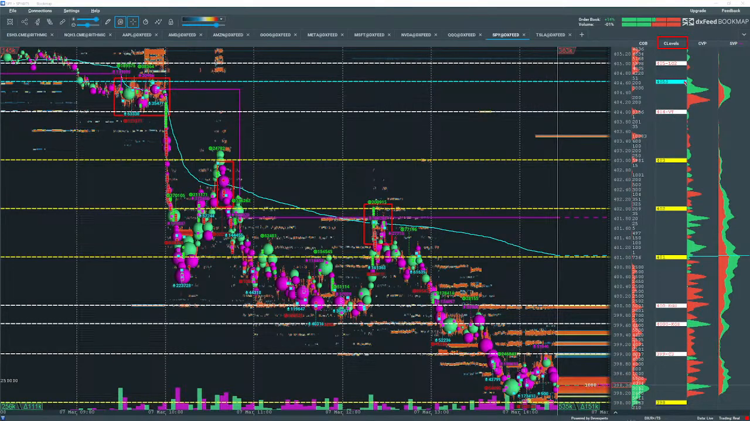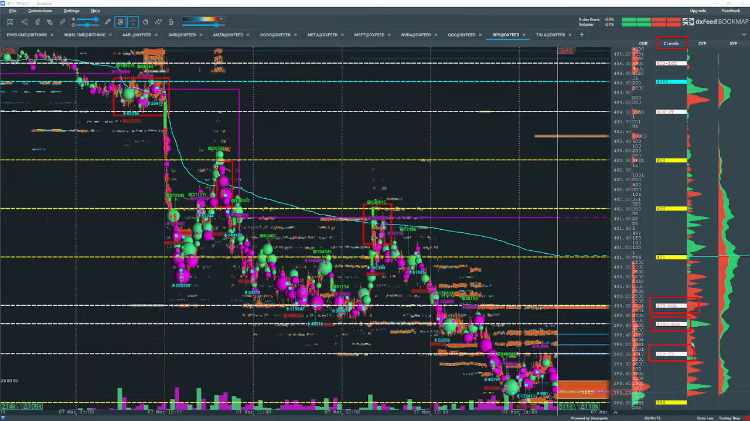4050 there, and I should have marked that in white. That would be a SpotGamma resistance level. And then here's the 400 key gamma strike, and then the SPX 4000 key gamma strike that was noted as support. And then there's the 399 C3 level. That's a combo 3 level.